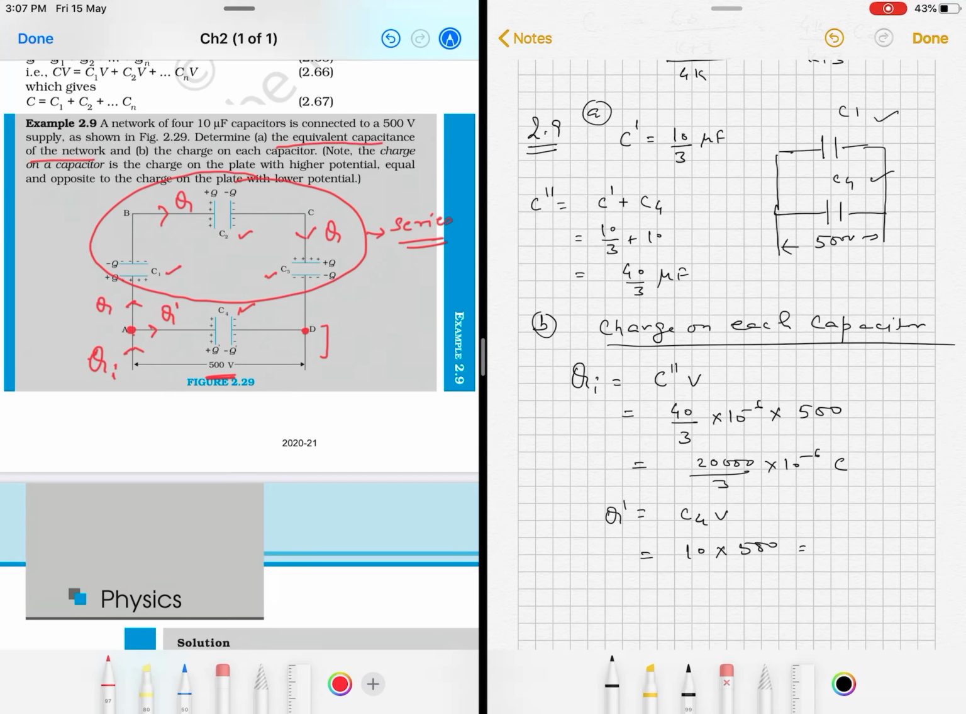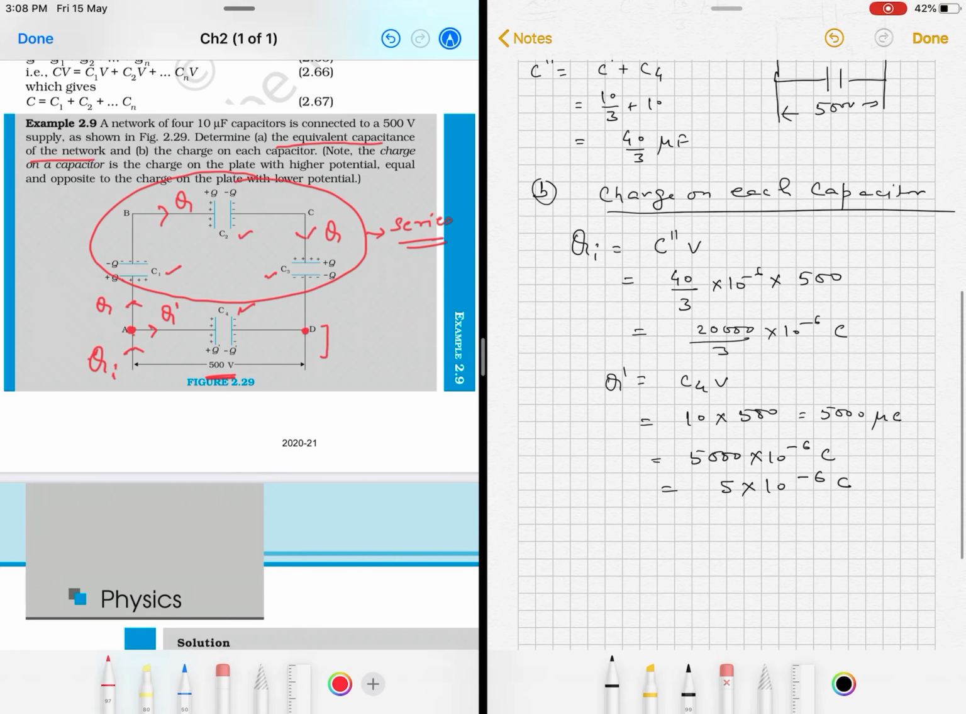So it is 5,000 microcoulomb. It is given in microfarad, so it is microcoulomb. Or we can write 5,000 into 10 to the power minus 6 coulomb. It is 5 into 10 to the power minus 6 coulomb. So this is the value of Q4.